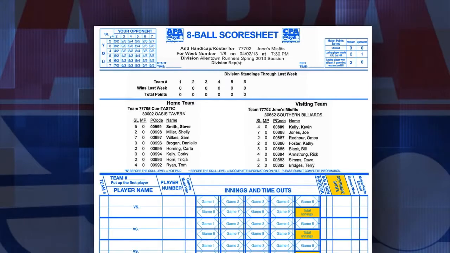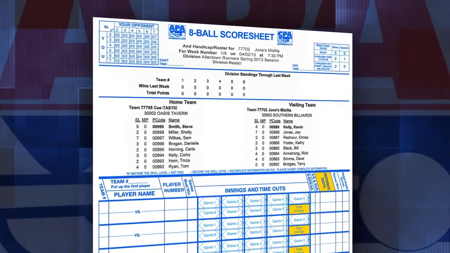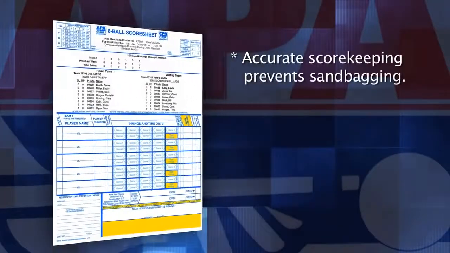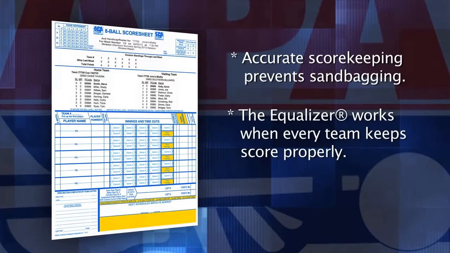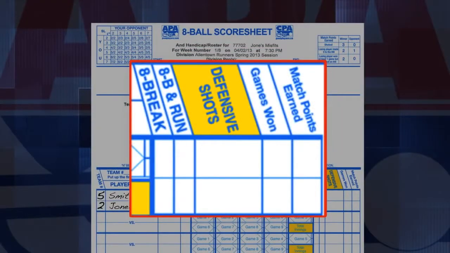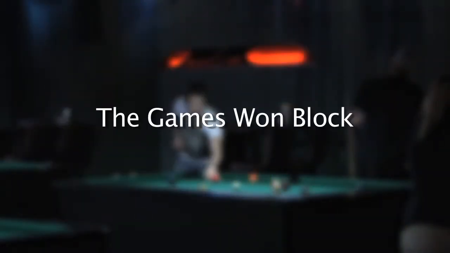Accurate and conscientious scorekeeping is the team captain's greatest contribution to the smooth operation of the equalizer handicap system and the prevention of sandbagging. The equalizer will work perfectly if every team keeps score properly. Anytime a player does not attempt to pocket one of his object balls, it should be marked in the player's defensive shots block. The only way a team can get away with manipulating the equalizer handicap system is if you let them.